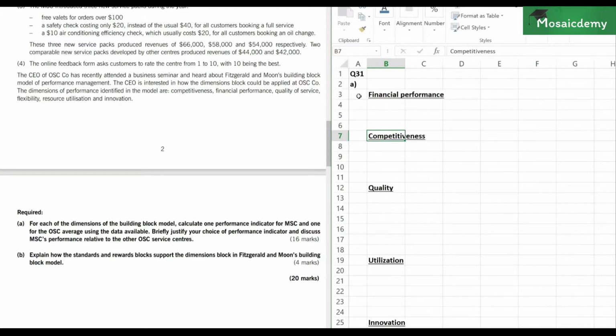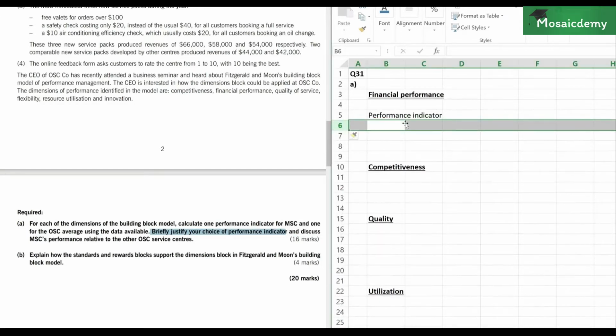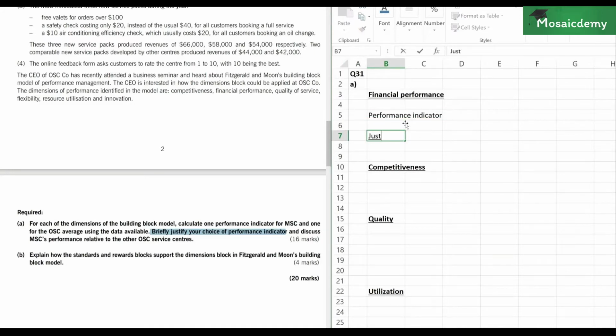Okay, so we have our 6 dimensions, and for each of them we need to calculate a performance indicator, right? So we need a performance indicator. We'll just put that down over here for each of them. We need to justify our choice of the performance indicator briefly, right? So we need to give a justification for that below. So we'll also have a section for the justification for the performance indicator, right? And we need to discuss the performance, right?